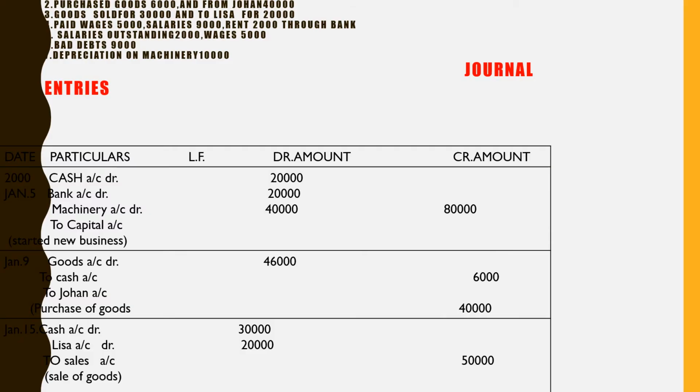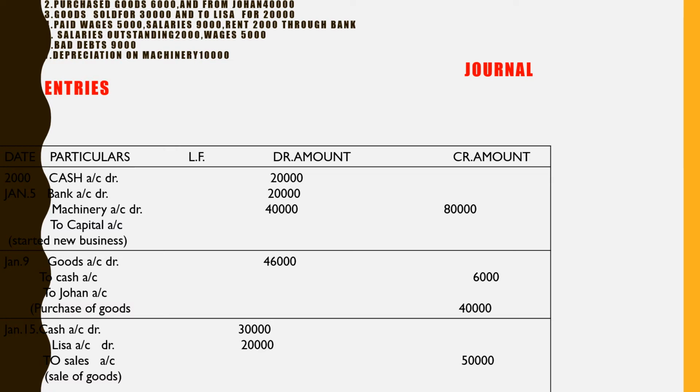Now the first is we have started business with cash. Cash account debit 20,000, bank account debit 20,000, machinery account debit 40,000. We will give credit to the capital account with 80,000. So we will write narration, started business with cash 20,000, bank 20,000 and machinery 40,000.